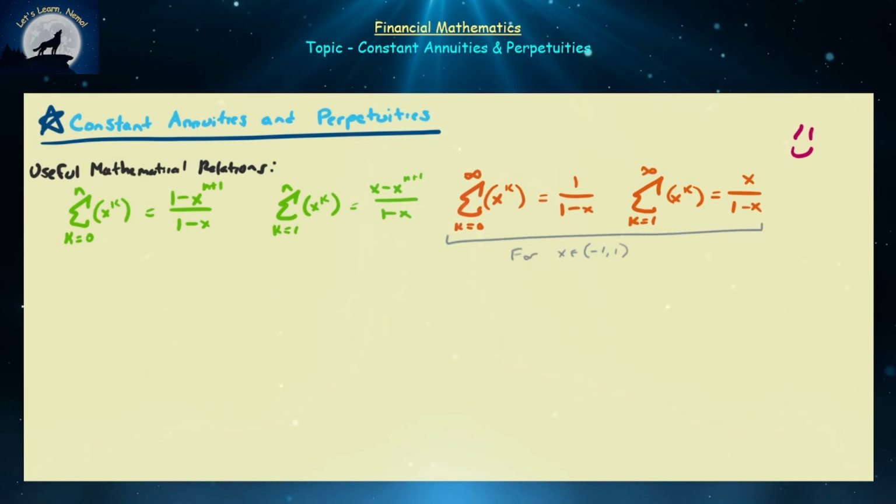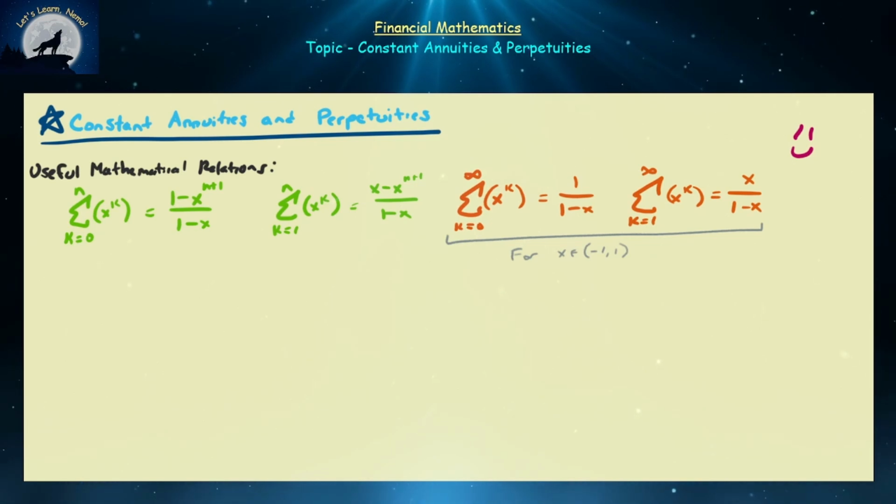Today we're going to be continuing our analysis of cash flows that are commonly encountered in financial products, and in particular we will be discussing two very important financial product structures known as annuities and perpetuities.